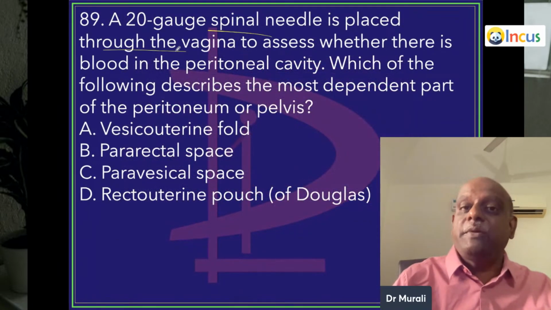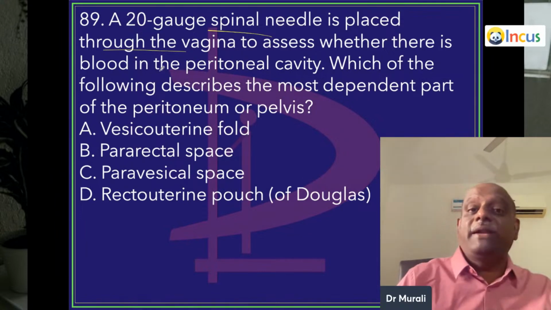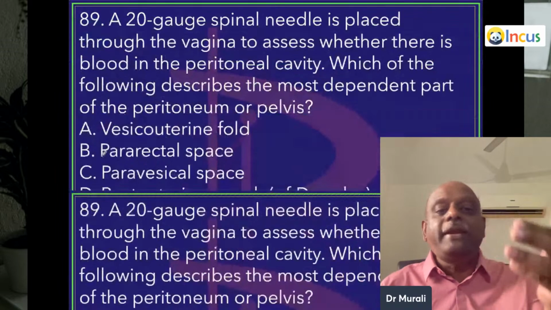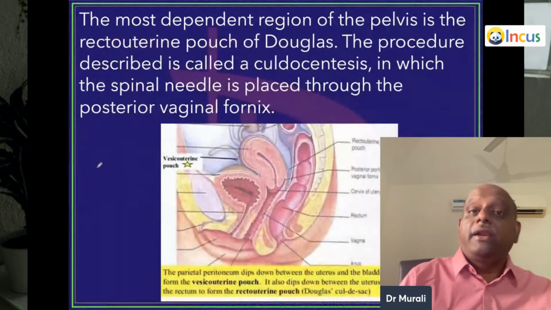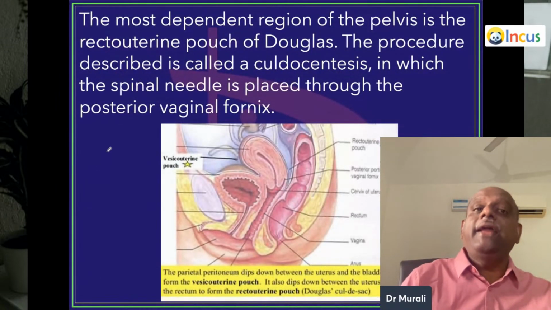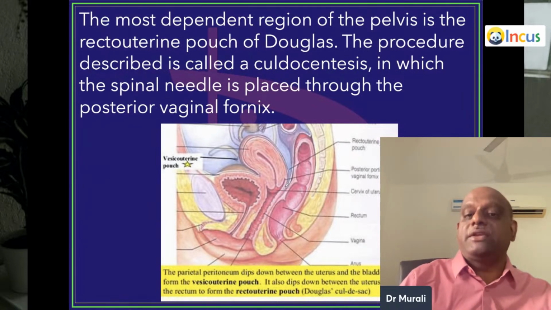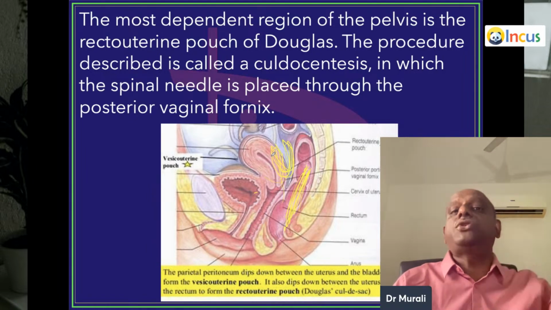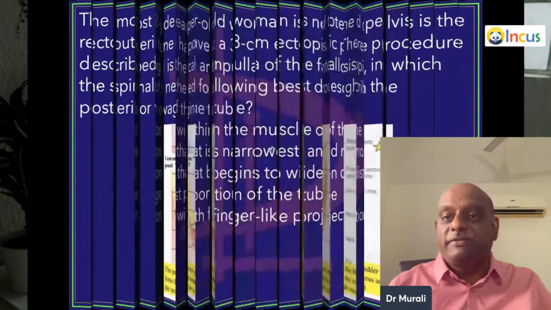A spinal needle is placed through vagina to know whether there is blood in peritoneal cavity. What is the most dependent part of the peritoneum? It is the recto-uterine, between the rectum and uterus. You have the recto-uterine pouch, which is called the pouch of Douglas, through which you do culdocentesis, which is the most dependent part of the pelvis.